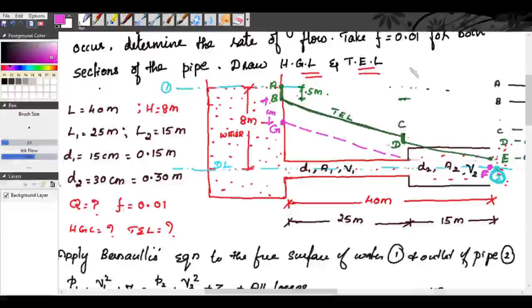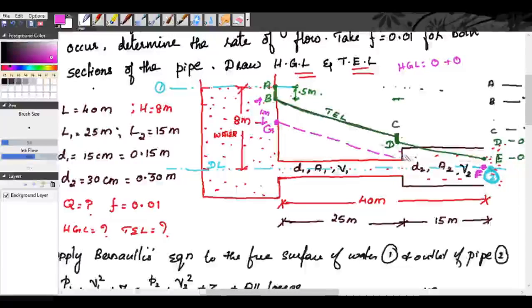The reason is, we know the hydraulic gradient line is equal to pressure head plus datum head, right? So pressure head is equal to 0 at the atmosphere. Here the datum head is also equal to 0. That means at this point, the hydraulic gradient line will be equal to 0. Now, from this point, you draw a line parallel to DE.